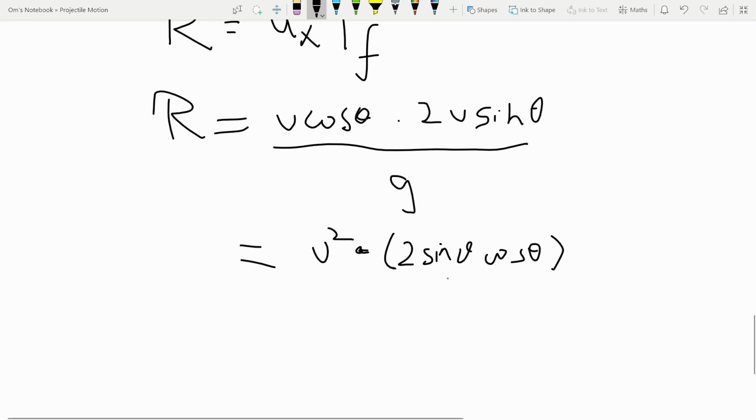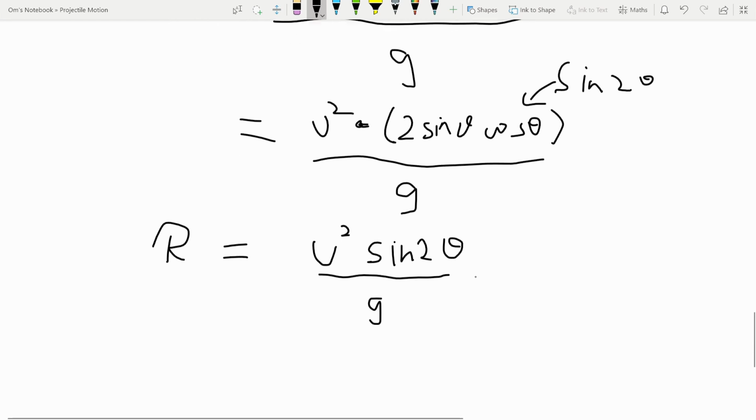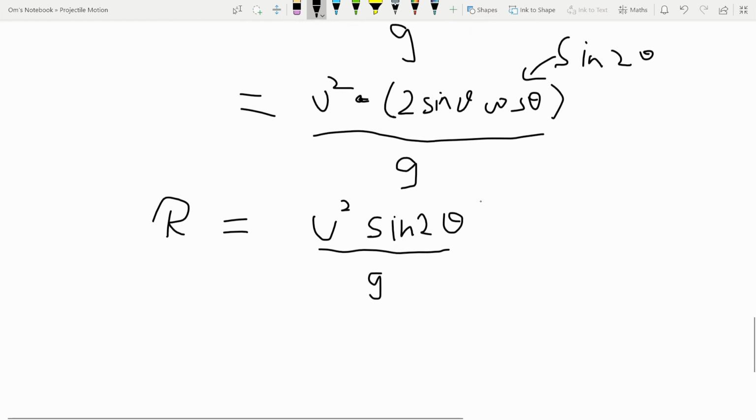So this expression over here is actually the expression for sine 2 theta, that is, sine 2 theta is equal to 2 sin theta cos theta. So sine of twice the angle theta over here. So this will be simplified to u square sine 2 theta by g. And this is our expression for maximum horizontal range, that is the maximum distance covered by the projectile during its motion.